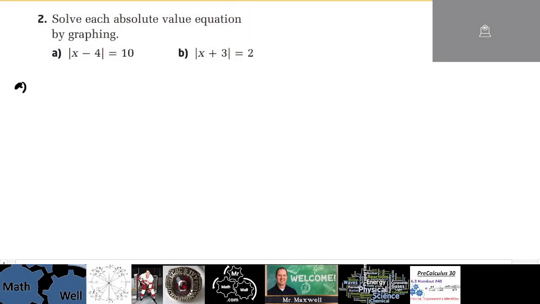All right, so 7.3 number 2a, let's do this. Now, if you're asked to solve by graphing, this is a very simple graph that we can generate. You don't need graphing technology for this. So if you're asked to do this without a graphing calculator, you would need to know how to graph both y equals |x minus 4| and y equals 10. Not that terribly difficult.